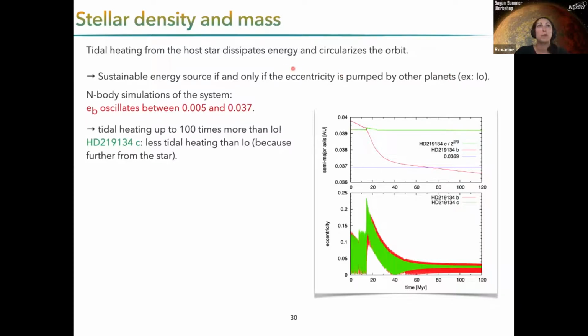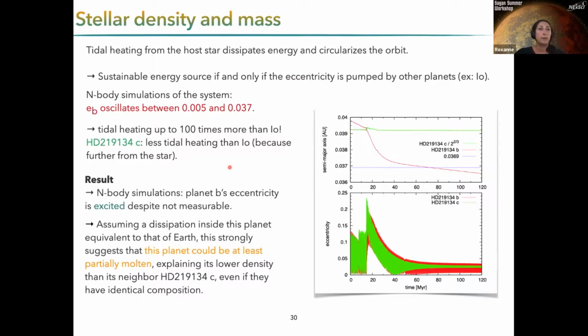To check that, we made an n-body simulation of the system, and we could verify that the eccentricity of planet B oscillates between 0.05 and 0.037. This creates a tidal heating 100 times more than Io, so it's a very big tidal heating. There is less tidal heating for planet C, but it's further from the star, so this explains why it doesn't suffer from such a tidal heating.